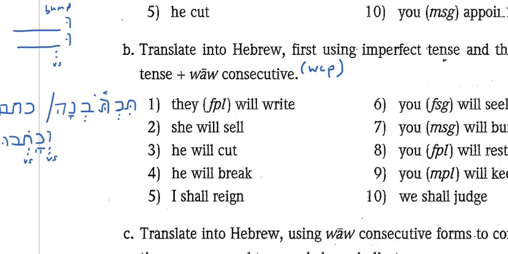Number 5. Okay, good. We'll put the imperfect on the right side. So, I shall reign using the Qal imperfect form. Which person, gender, number is I? It's 1cs, right? So which prefix do I use? I is prefix aleph, right? What are the root letters for reigning and ruling and kinging? Melech, right? Mem, lamed, kaf.